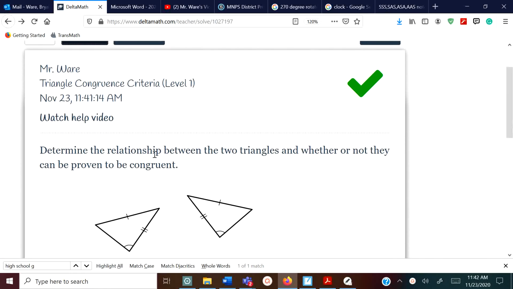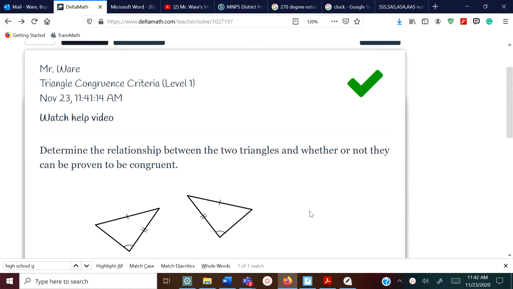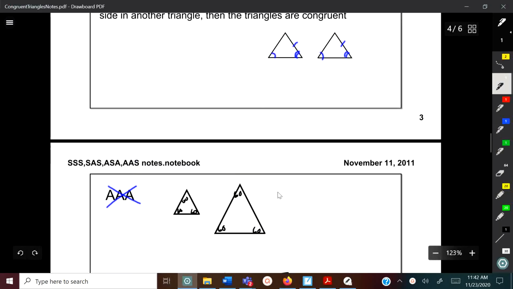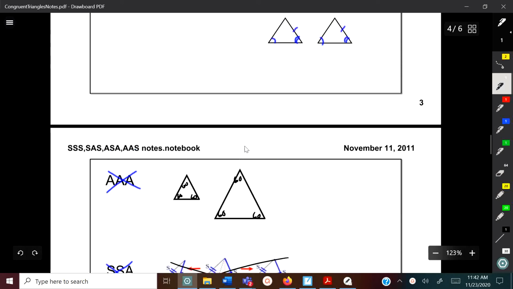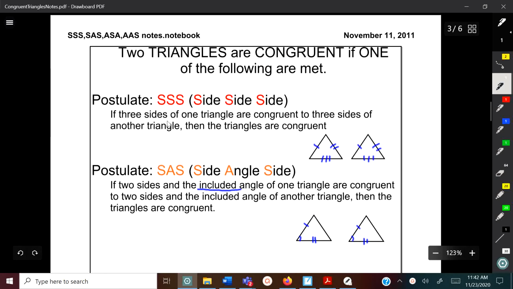Okay, and this is Triangle Congruence Criteria Level 1. This is how you do these. This is all you have to do. There are some harder ways to do these, but they're not in these problems here. So just make sure you can master this. Make sure you remember what your theorems are: hypotenuse leg, angle-side-angle, angle-angle-side, side-side-side, and side-angle-side. Okay, so this is proving triangles congruent.